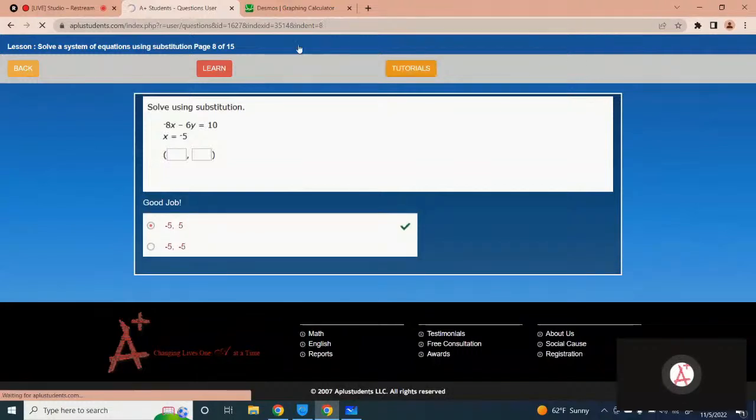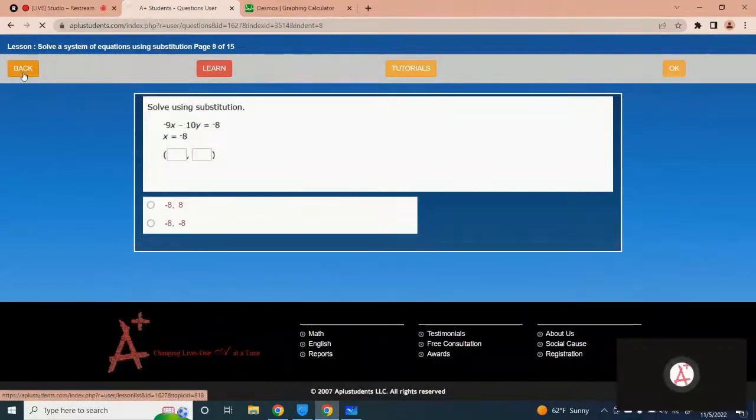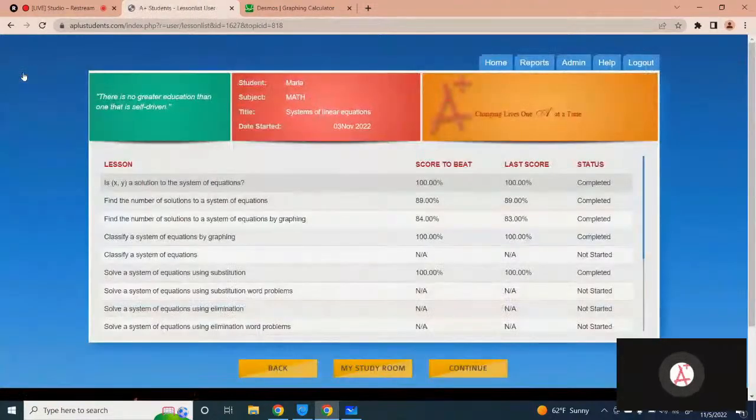Okay, you can complete the test by yourself later today. So we have covered three topics today: classify a system of equations by graphing, classify a system of equations, and solve a system of equations using substitution. These three topics we have done today.